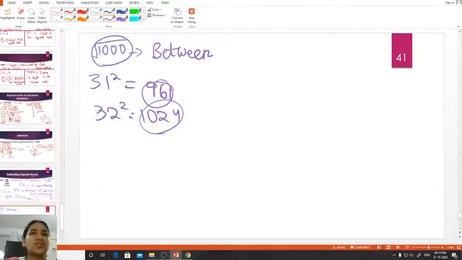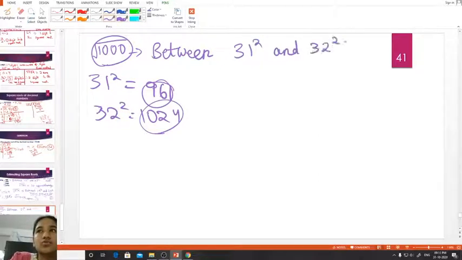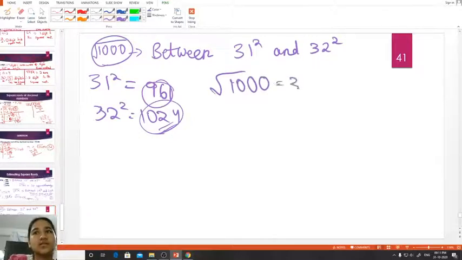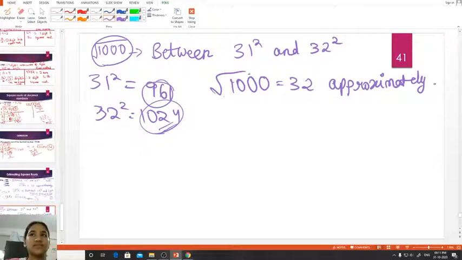You have to actually multiply and check whichever number you think it can be. So it's going to lie between 31 square and 32 square. So which is closer to it? You can see it's 32 square. The square root of 1000 is equal to 32 approximately. We take approximately, between which two numbers and which is closer to it.